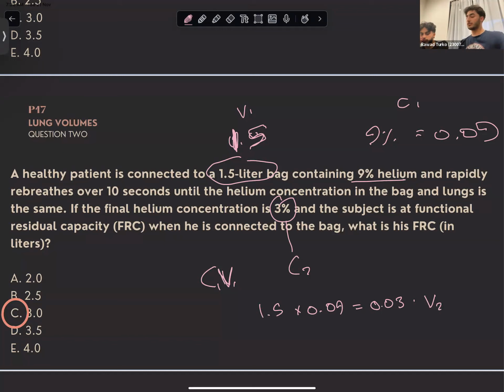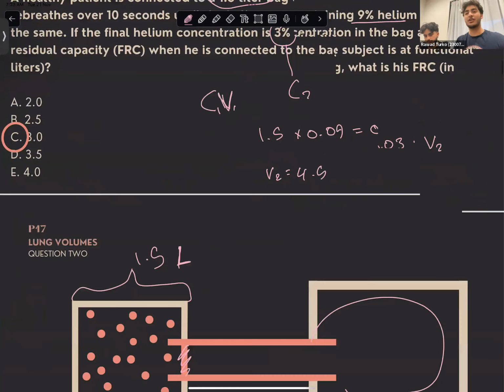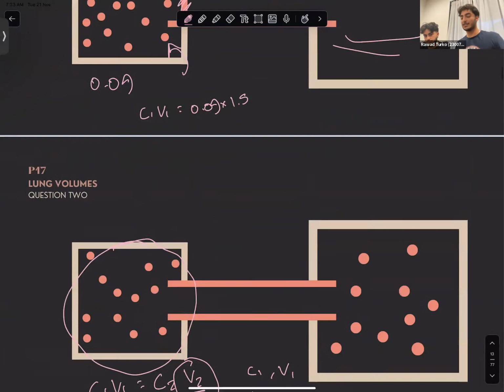Okay, I'm going to try to get it. 1.5 times 0.09 divided by 0.03. Okay, 4.5. I got V2 as 4.5. Can somebody tell me why I don't see 4.5 here in the options? V2, like we got V2. V2 is 4.5. Right? That's supposed to be it. Why is that not it yet?